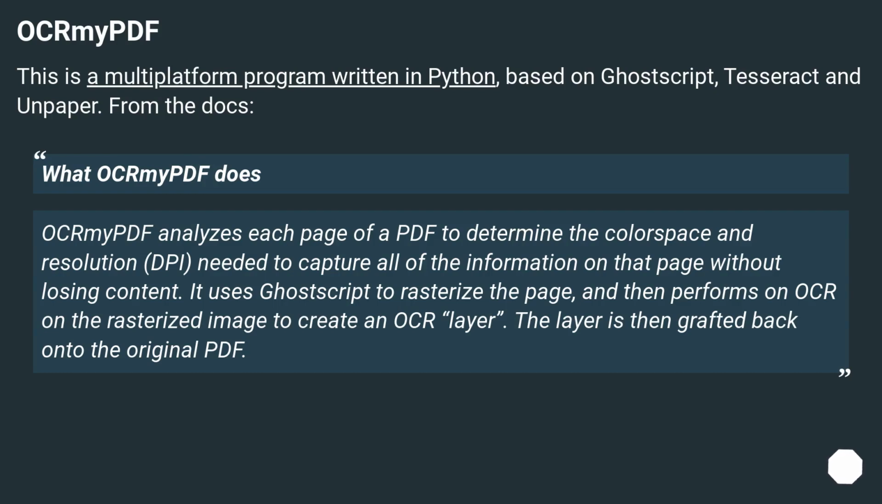OCRmyPDF. This is a multi-platform program written in Python, based on GhostScript, Tesseract and OnPaper. From the docs. What it does. It analyzes each page of a PDF to determine the color space and resolution, needed to capture all of the information on that page without losing content. It uses GhostScript to rasterize the page, and then performs an OCR on the rasterized image to create an OCR layer. The layer is then grafted back onto the original PDF.